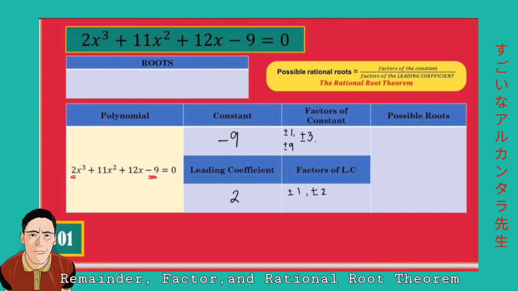We have 1 divided by 1, so we have positive negative 1. We have 1 divided by 2, so we have positive and negative 1 half. We have 3 divided by 1, so we have positive negative 3. 3 divided by 2, so we have positive negative 3 over 2. So we have positive negative 9, and lastly 9 over 2, so we have positive negative 9 over 2. So in here, we actually have 12 possible roots. Now, I'm giving you time to pause this video and substitute them one by one until you find which ones among those 12 possible roots will give us the 0 we're looking for.